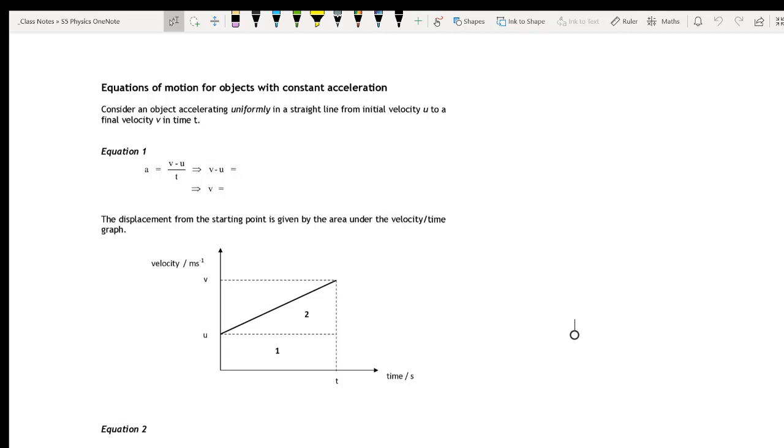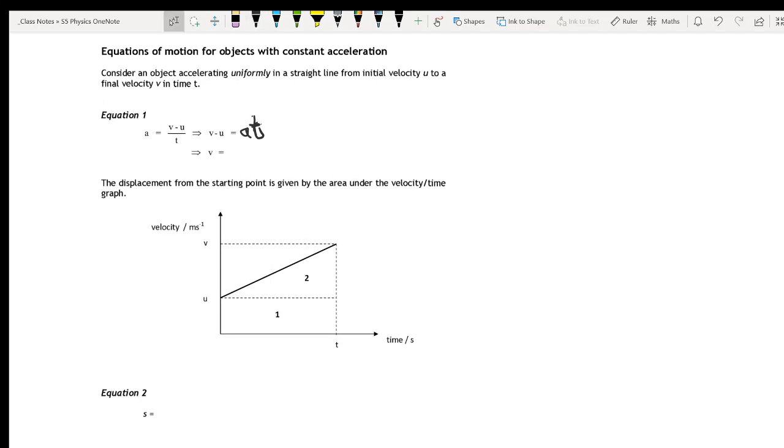So you have come across a equals v minus u over t already, but at higher level we write it just in a different order. Rearranging a equals v minus u over t, you get v minus u equals a times t, and to get v as the subject, v equals u plus at. They mean the same thing. v is final velocity, u is initial velocity, a is acceleration, and t is time.